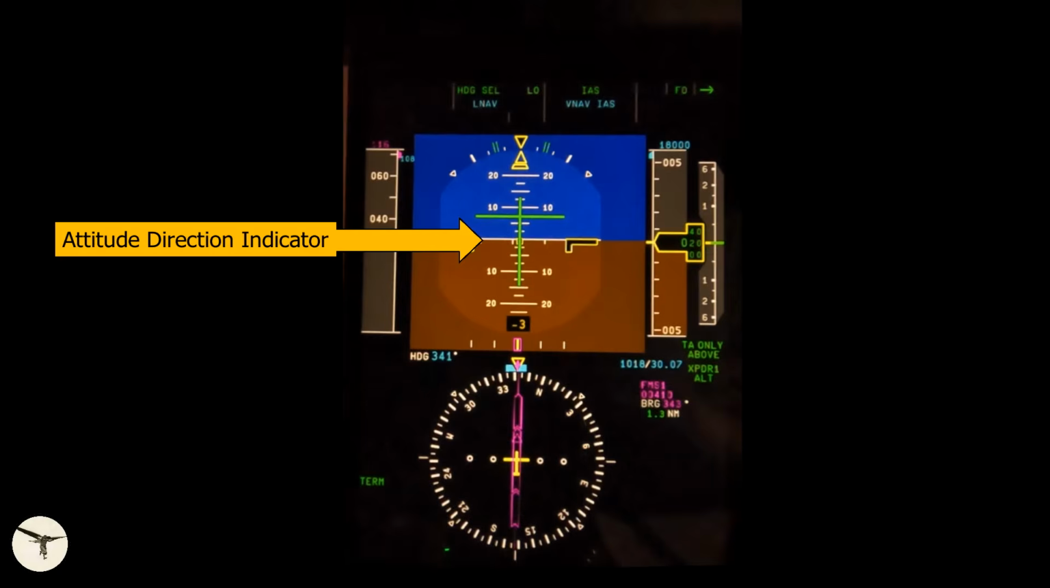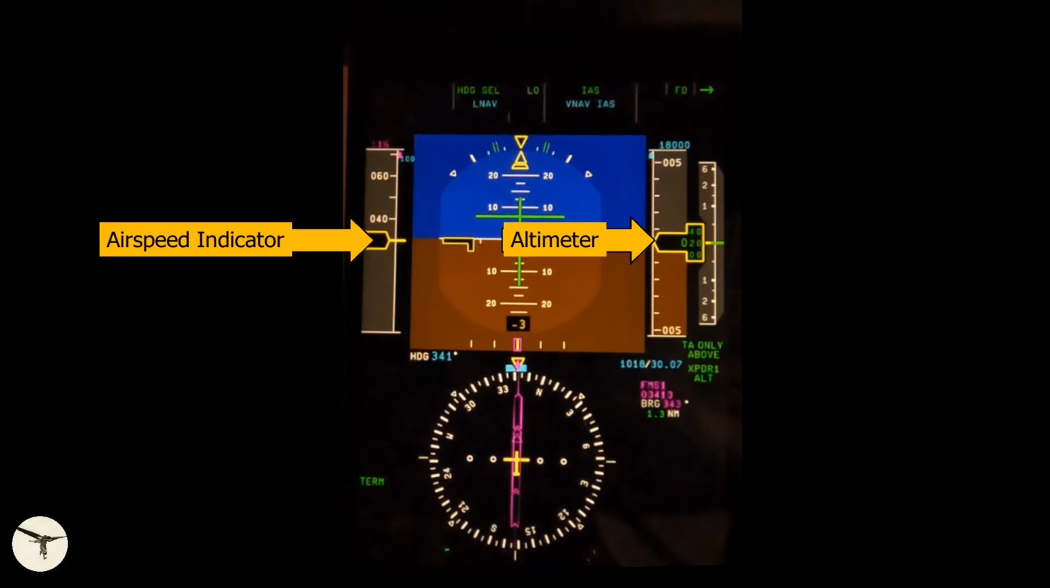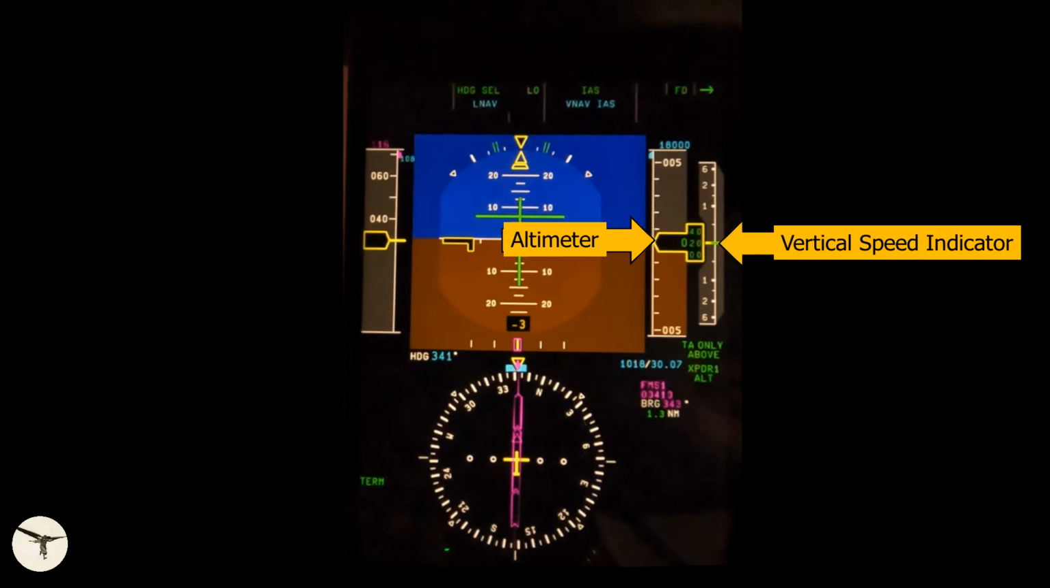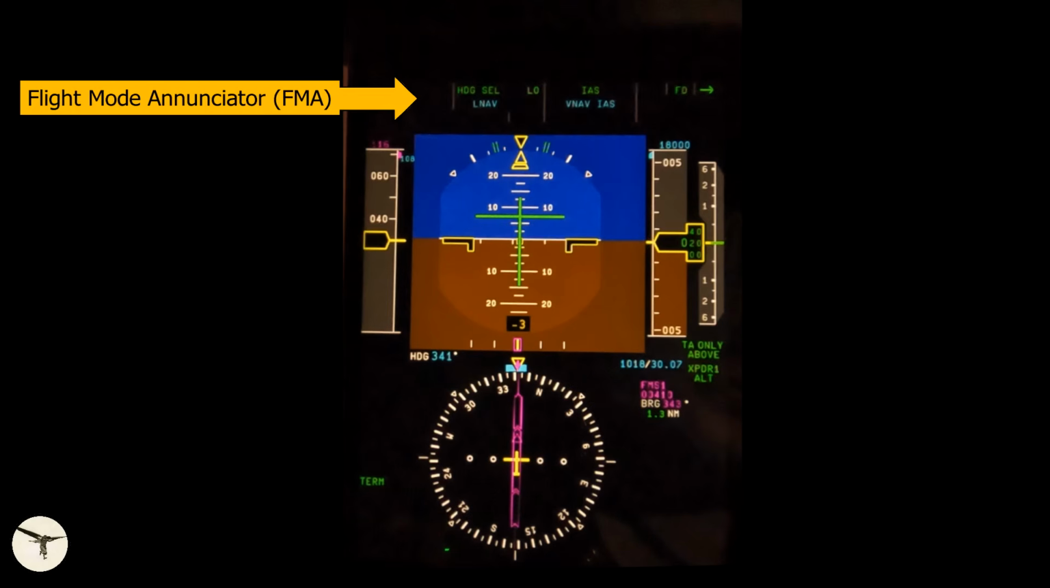Right in the middle sits the artificial horizon, also known as the attitude direction indicator. This is basically the instrument that prevents pilots from accidentally turning the aircraft upside down. On the left side, we have the airspeed indicator. On the right side is the altimeter, and the outermost scale is the vertical speed indicator. The space above the ADI is dedicated to Flight Mode Annunciator, FMA. This is where the aircraft politely informs the pilots what the automation is actually doing, which is always nice to know.